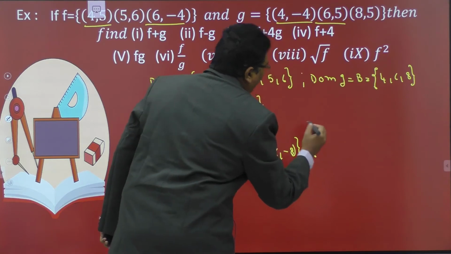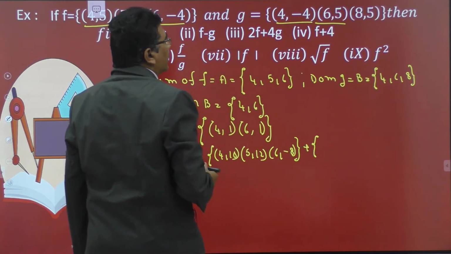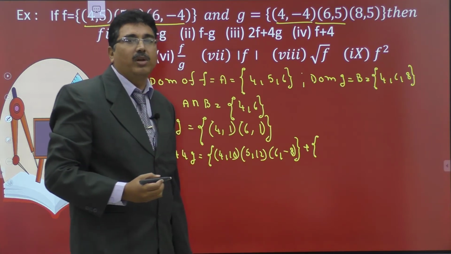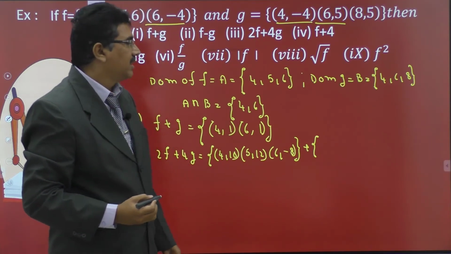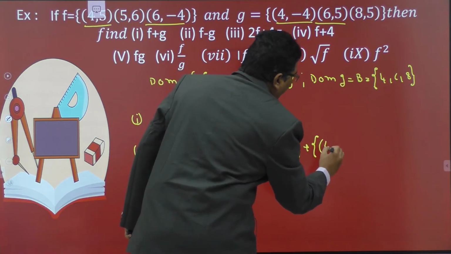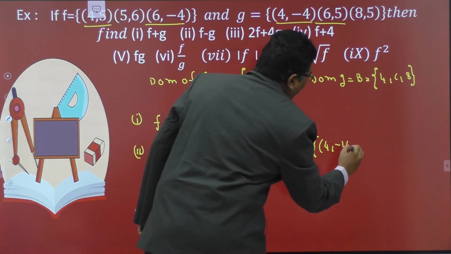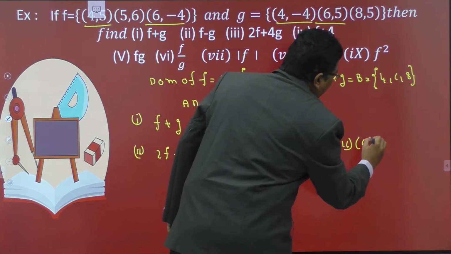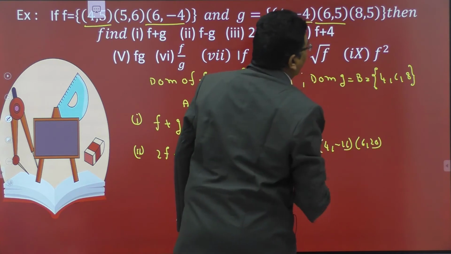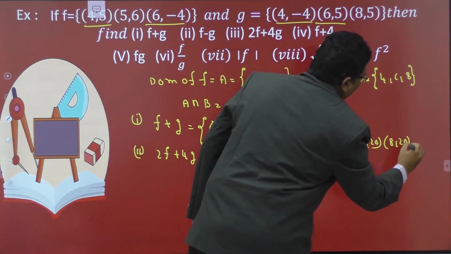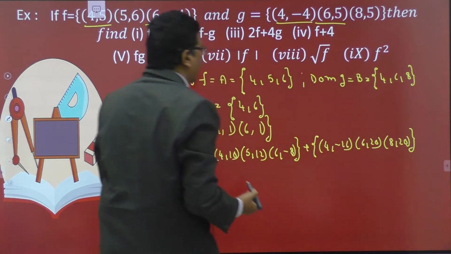Now 4g, the set of all ordered pairs. For 4g, also multiply 4 with the second component of the ordered pairs, that is the set of all ordered pairs (4, -16), (6, 20), and (8, 20). Right? This is 4g.